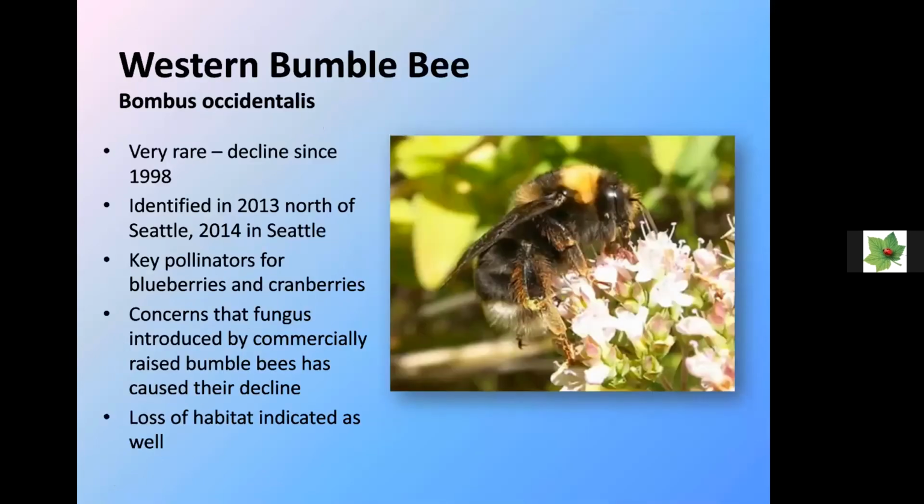The western bumblebee is rare and has been in decline, unfortunately. They have seen a handful in North Seattle, but they are declining quickly, so we need to keep a special eye out for them. They're super good at pollinating our blueberries and also cranberries. A lot of the concerns they're seeing are because of a fungus that has come through from raising different bumblebees, and also habitat loss.